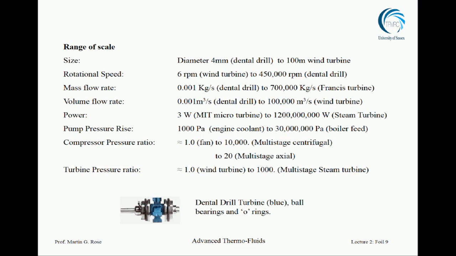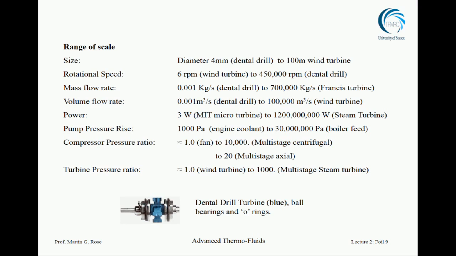Now, looking at the range of mass flow rates, a dental drill is about 1 gram per second, so 0.001 kilograms per second. Francis turbines get up to 700 tons of water per second. The big ones do. So I reckon in terms of mass flow, the Francis turbine is the biggest in the world.